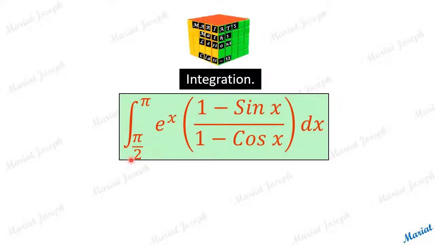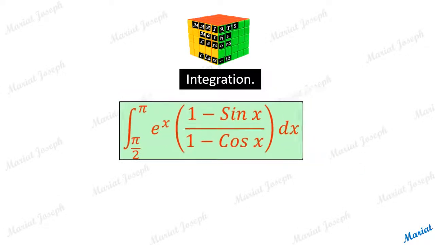Evaluate the definite integral from pi by 2 to pi of e raised to x into (1 minus sin x) upon (1 minus cos x) with respect to x.